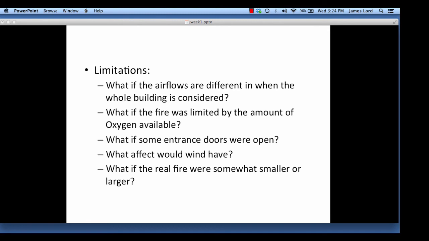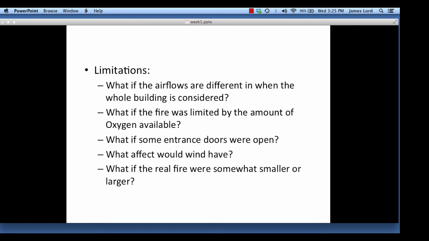What if the fire was limited by the oxygen available in the real fire, as opposed to our testing where we had a wide open end to our hallway? What if perhaps some of the entrance doors on the far side of the building were open or closed? Would there have been some impact of wind?